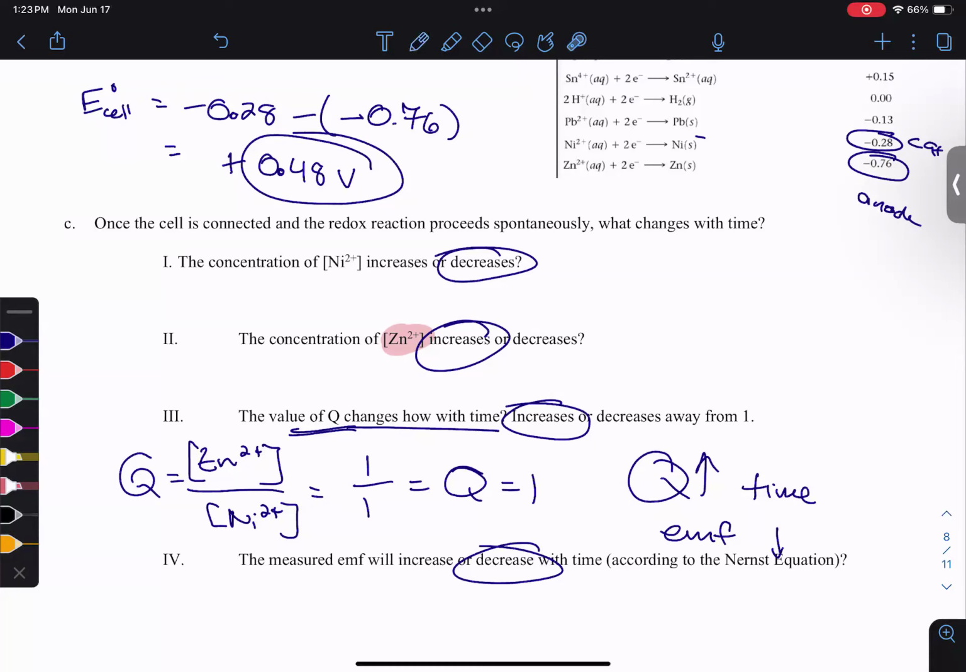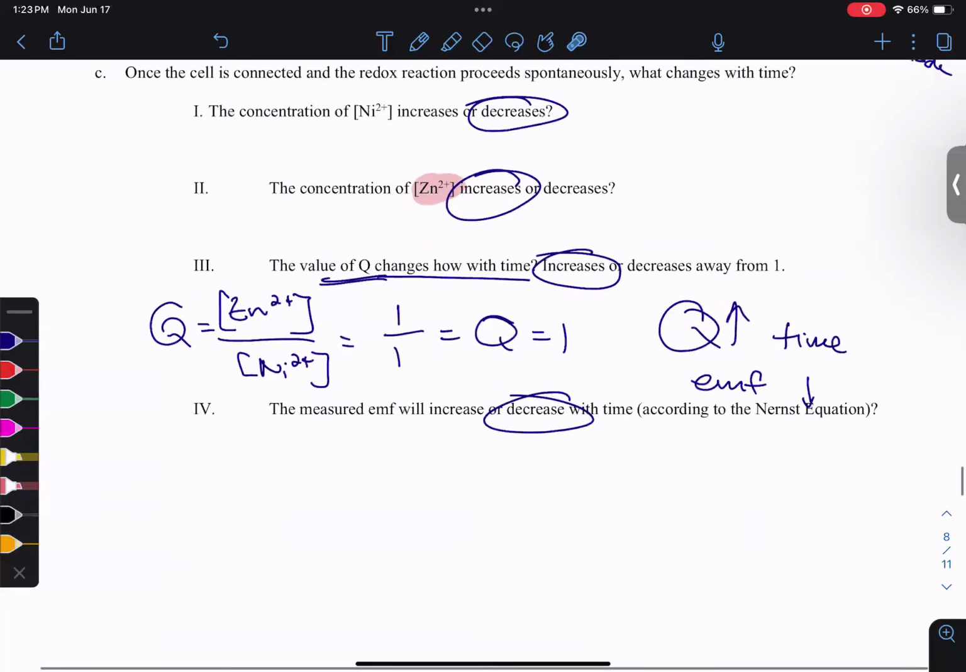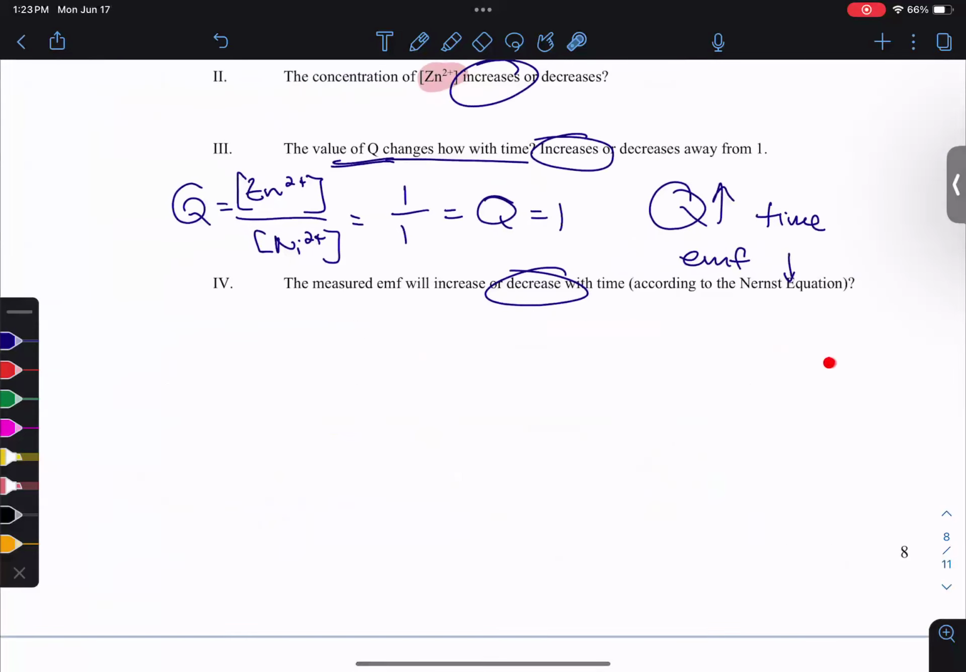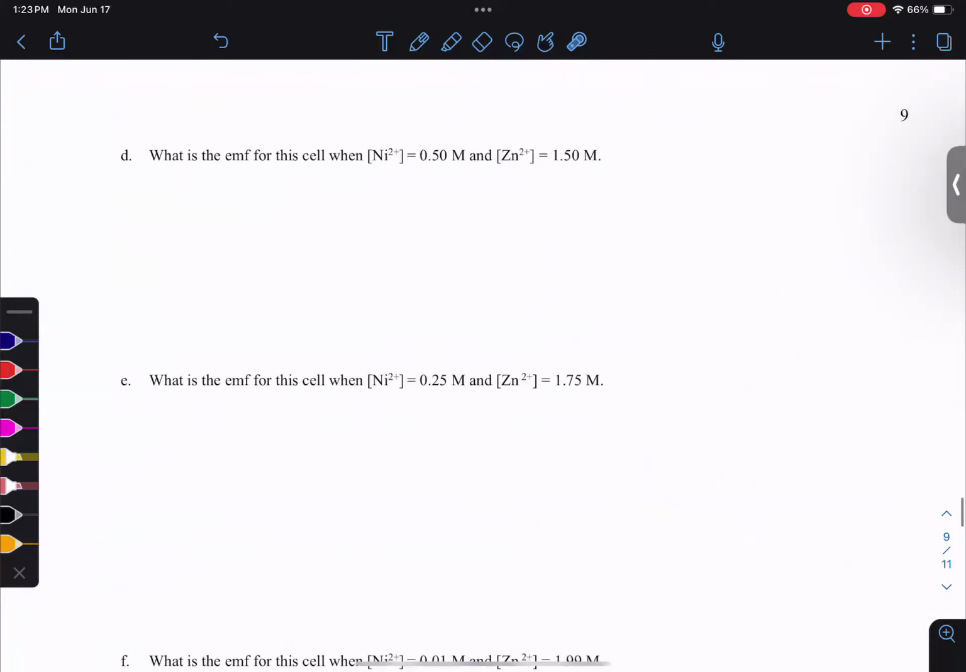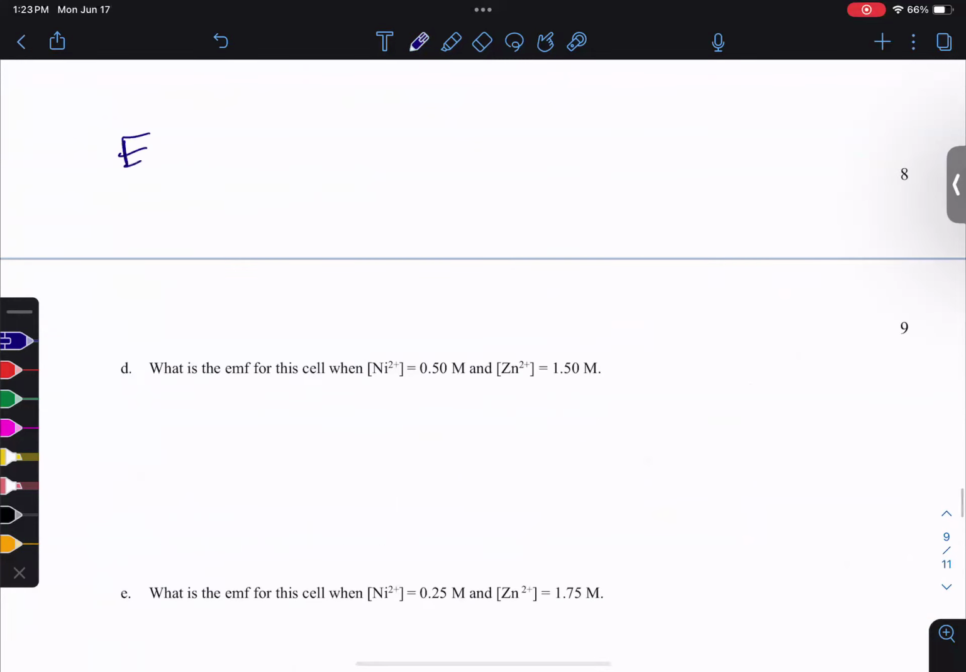And this is why, because as the reaction goes, Q gets bigger, EMF, what you measure, goes down until the battery dies. Okay, yeah, so EMF goes down. So let's actually calculate it. All right, because when all of the concentrations are 1 molarity, we calculated that Q equals 1. So the E cell that we would actually measure is the 0.48 volts.